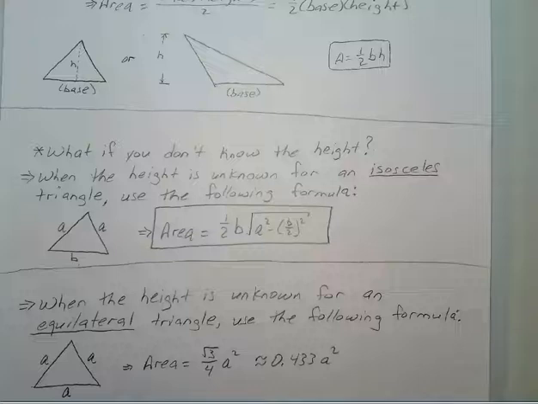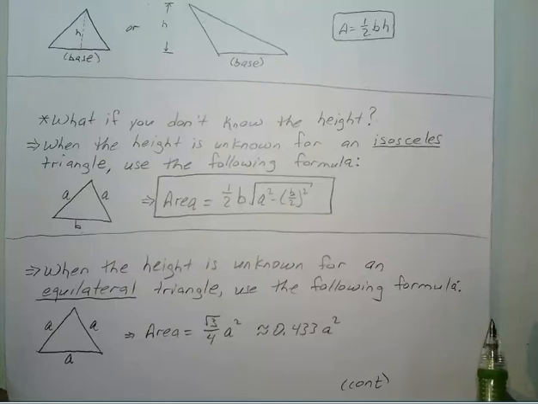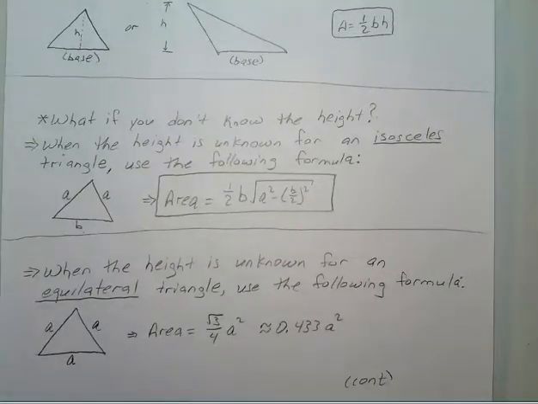All right. Now, if you have an equilateral triangle and you want to find the area, and all you know are the sides, then you want to use this formula. You have the area equals square root of 3 over 4 times a squared. A is just the length of any one of those sides. Just pick one and plug it in. If you turn square root of 3 over 4 into a decimal, it's about 0.433 times a squared.